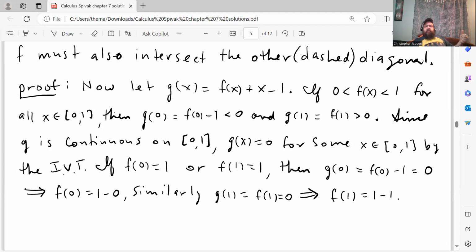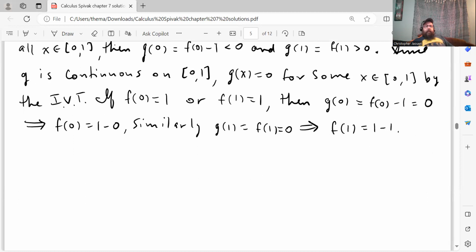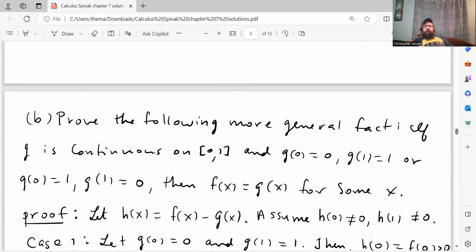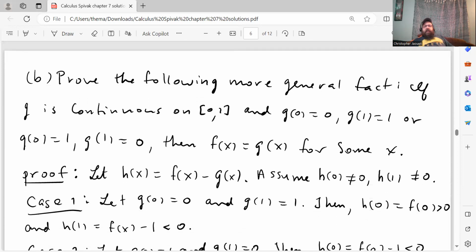Similarly, if g of 1 is 1 and f of 1 equals 0, then f of 1 equals g of 1 minus 1. So it holds in those cases too. All right. There's part B as well, which is, again, very similar to the one before. This just follows from the intermediate value theorem. Prove the following more general fact.